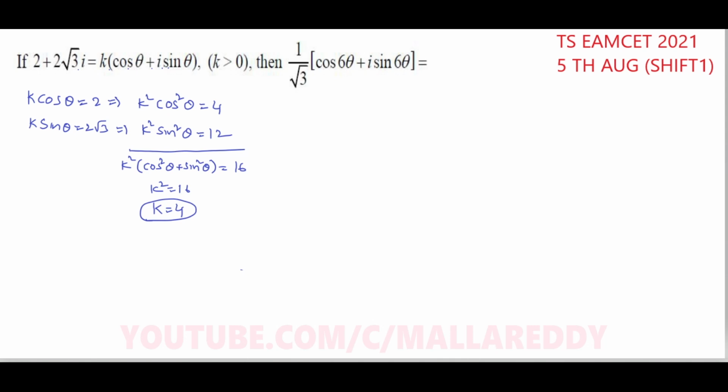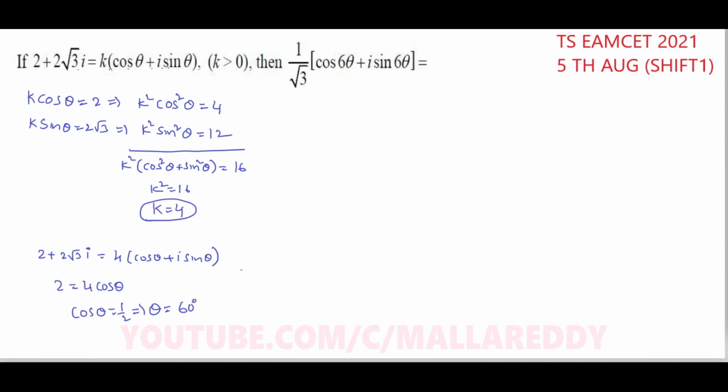Substituting k = 4 in the given relation, 2 + 2√3 i = 4(cos θ + i sin θ). Equating real parts, 2 = 4 cos θ. From this, cos θ = 1/2. Theta is equal to 60 degrees.